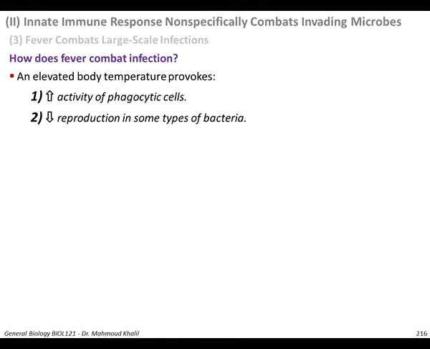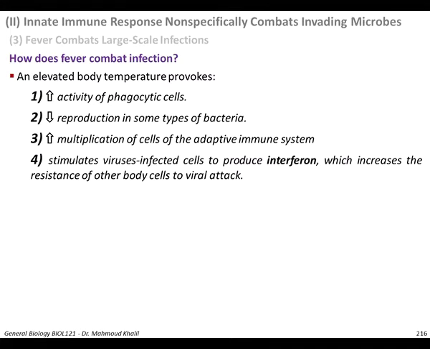So how does fever combat infection? The elevated body temperatures provoke an increase in the activity of phagocytic cells, and as well a decrease in the reproduction of some types of bacteria, both of which are very important as an immune defense. As well, it will increase the multiplication of cells of the adaptive immune system. So it's a kind of preparing the third defense barrier, which is the acquired or adaptive immune cells, by increasing the multiplication of its cell types.